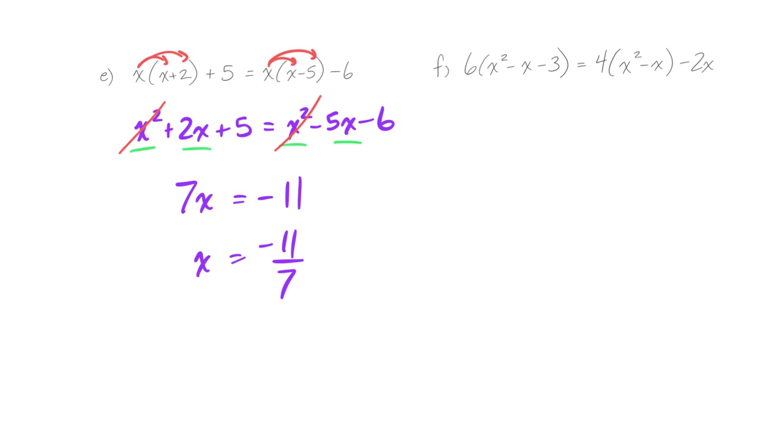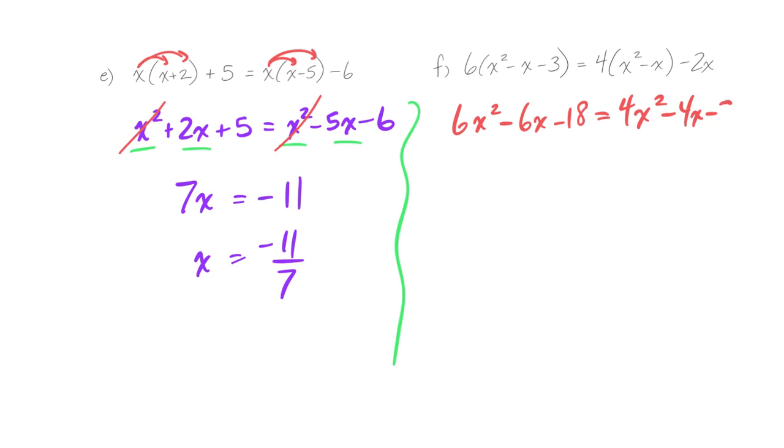Okay, maybe this is an opportunity to pause the video and give F a try. Otherwise, again, you're coming along with me. So in question F, we're going to tackle the same thing. Let's try to simplify as much as we can. So I'm hoping that I can even just stop drawing those arrows because we just know to do multiplication, expand your brackets. So I get my 6x squared minus 6x minus 18. And on the right side, a 4x squared minus 4x minus 2x.